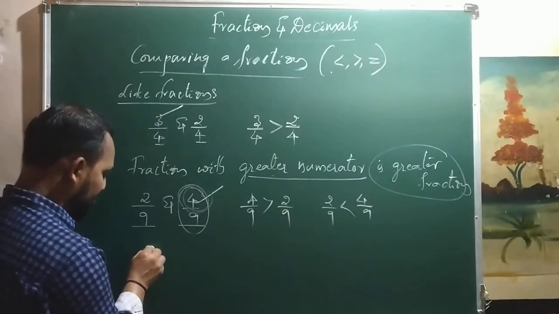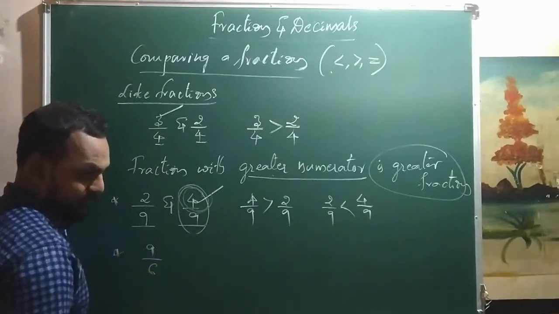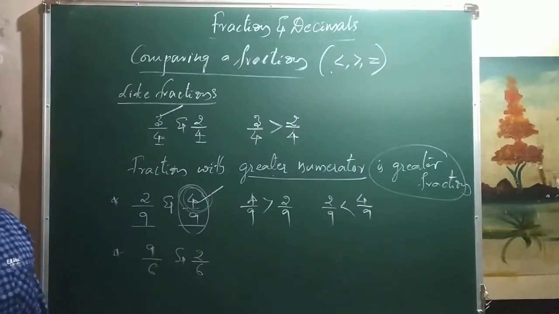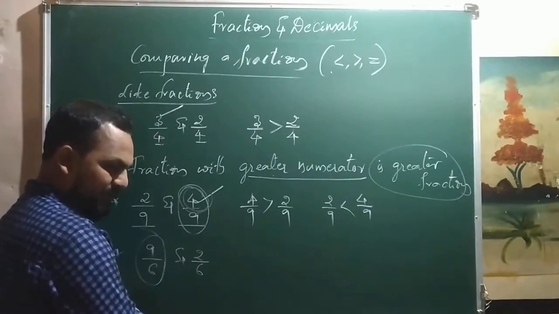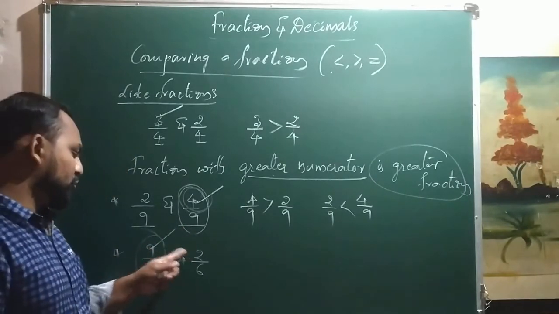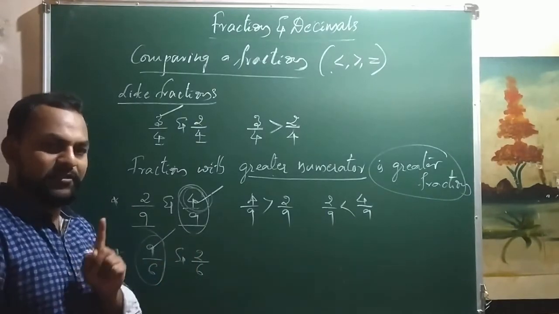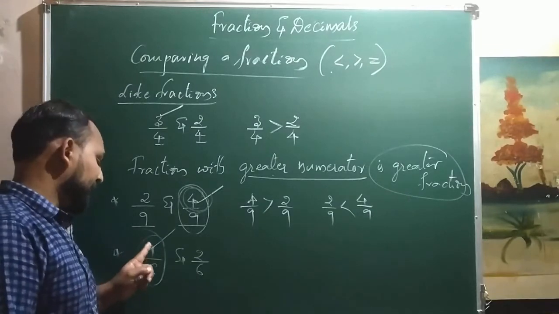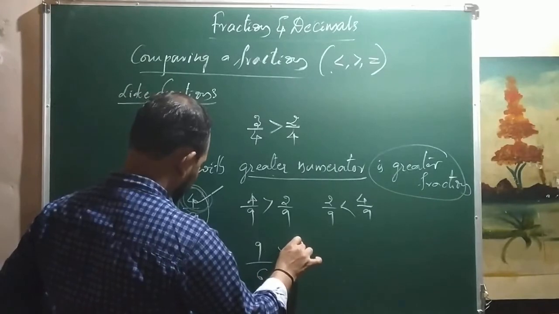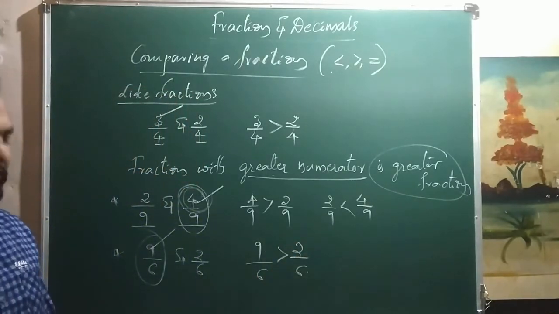Take an example, 9 by 6 and 2 by 6. Which one is greater? 9 by 6, because 9 is greater. Comparing 2 and 9, 9 is the greater value. 9 is the greater numerator. It means 9 by 6 is greater than 2 by 6.